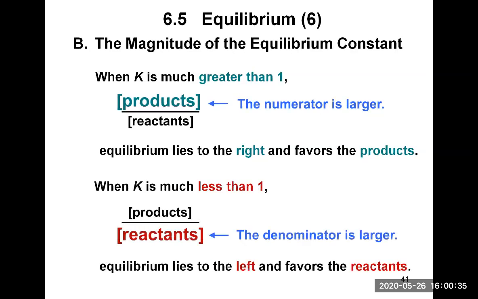Now, if K is much less than 1, again, if we look at the expression of K, it's the concentration of product over concentration of reactant. If it is less than 1, that means the denominator is large, and when you divide by a large denominator, you get a value that is much less than 1. So the concentration of the reactant is much larger than the concentration of the product. And so the equilibrium lies to the left and favors the reactant, because they are in a much greater number than the product.